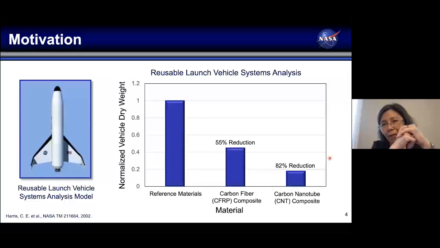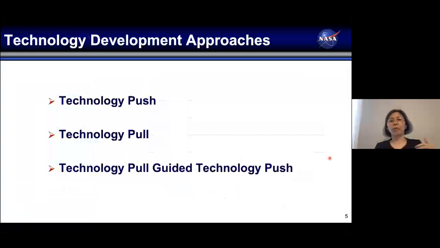Now, obviously, this is very crude, but it is based on information that was available then, and it suggested that it's important for us to be looking at carbon nanotubes and see how we can use them. So with that background, and looking back at how the technology maturation has evolved, I think about how NASA's role has evolved in terms of three things: technology push, technology pull, and how we do things now with technology pull, guided technology push. I'm going to talk a little bit about each one of these.